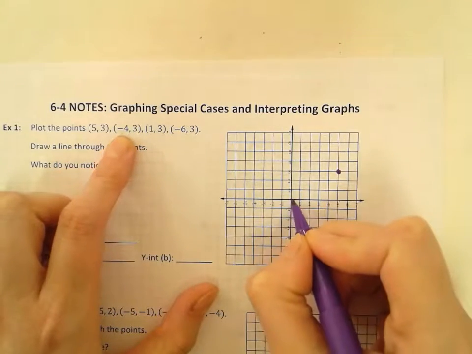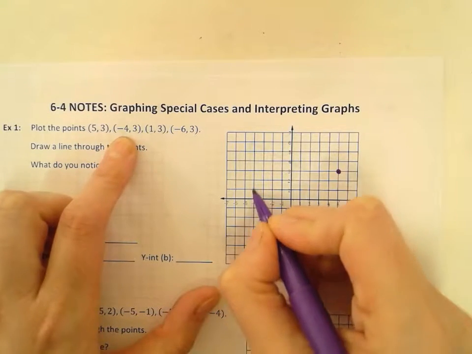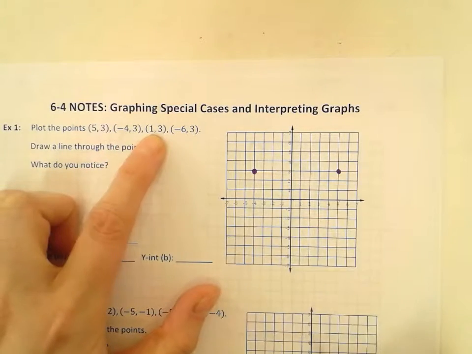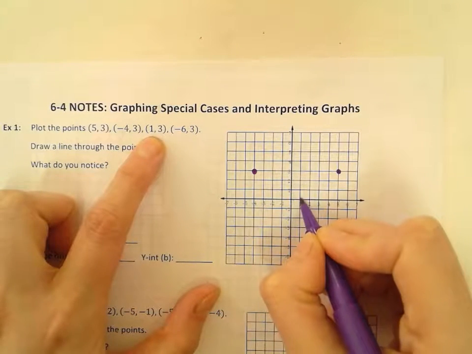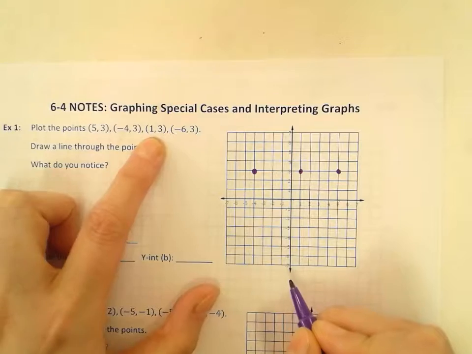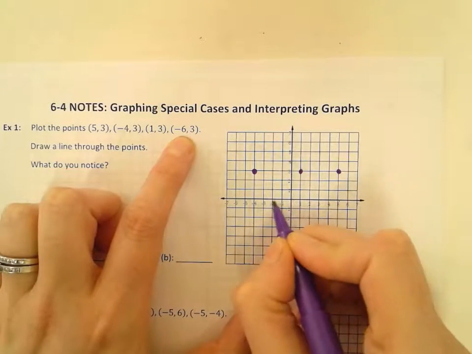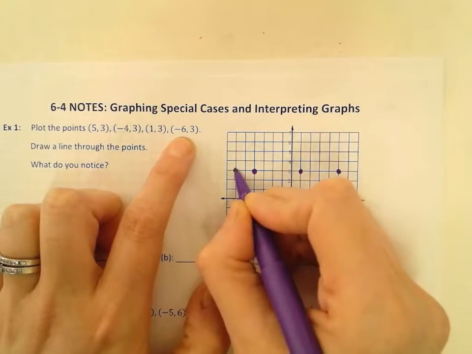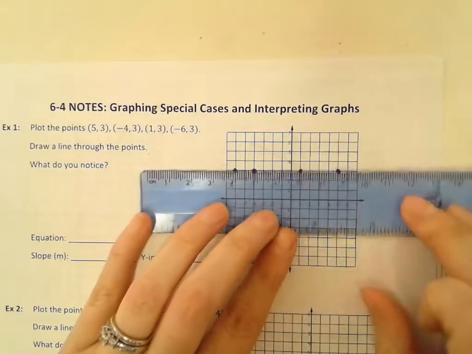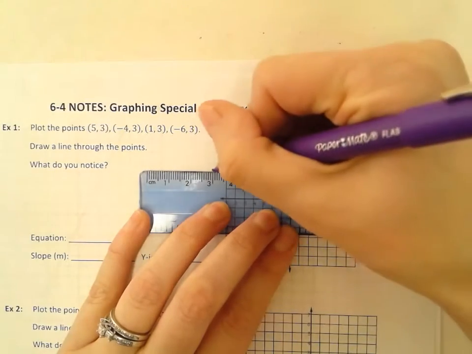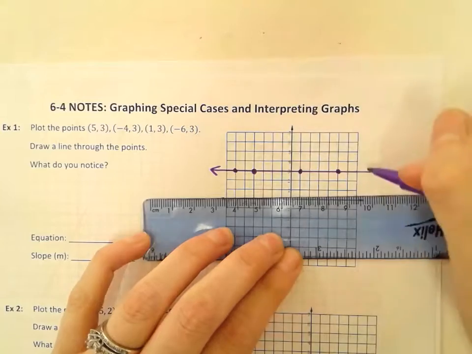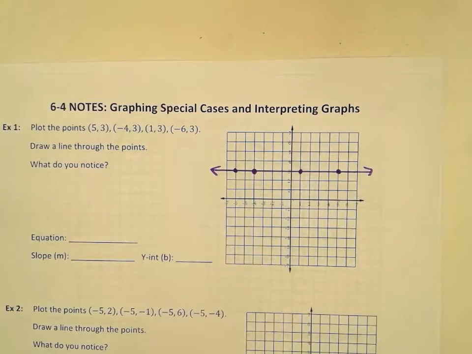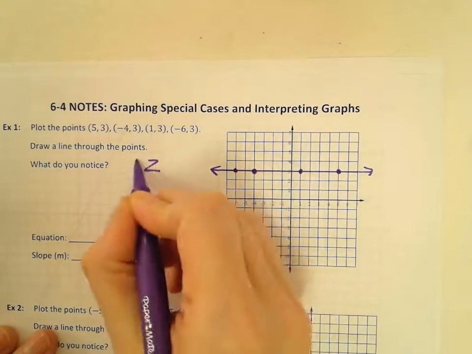Negative 4, 3 means go 4 to the left, and then go up 3, put a point. 1, 3, go to the right 1, go up 3 points. And then negative 6, 3, go to the left 6, and up 3 units. Now if I draw a line through this, you should notice that this is a slope that we are very familiar with. This is actually a 0 slope.